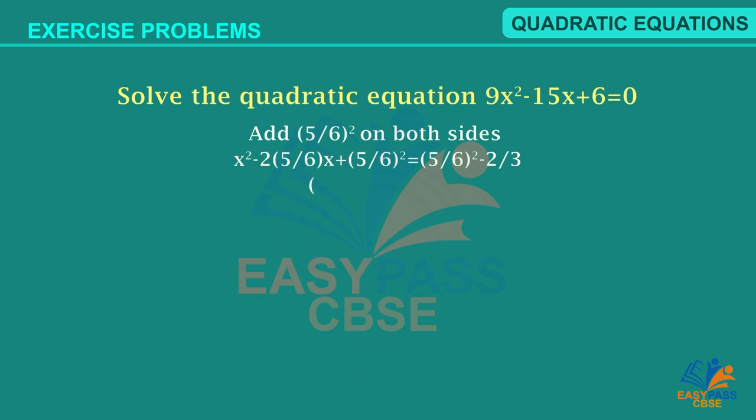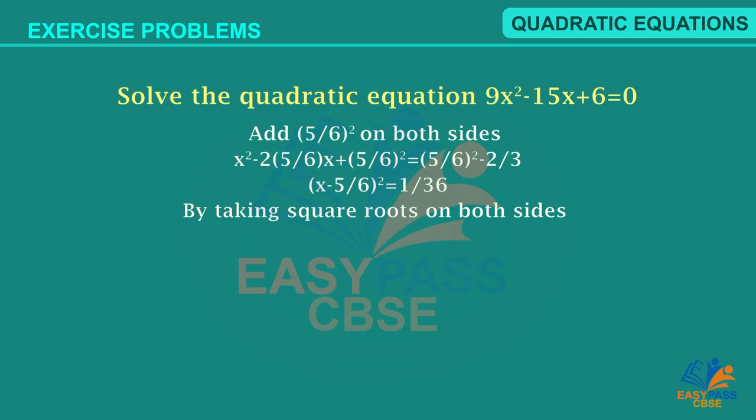Then the left side will become x minus 5 by 6 whole square, whereas the right side will become 1 over 36. So, taking square root on both sides, x minus 5 by 6 is equal to plus or minus 1 by 6. Take minus 1 by 6 to right side. You have x is equal to 5 by 6 plus or minus 1 by 6.